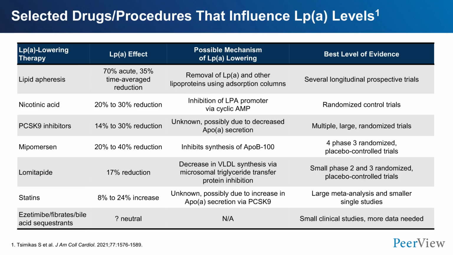And it removes Lp(a) similar to the LDL, in the sense of acute and chronic reduction. And there's quite a few studies, and I'll show you some of them. Nicotinic acid has been tried over the last 30, 40 years, and lowers Lp(a) by 20 to 30%. But unfortunately, its outcome data has been very poor in correlating the reduction of events with the reduction of Lp(a).